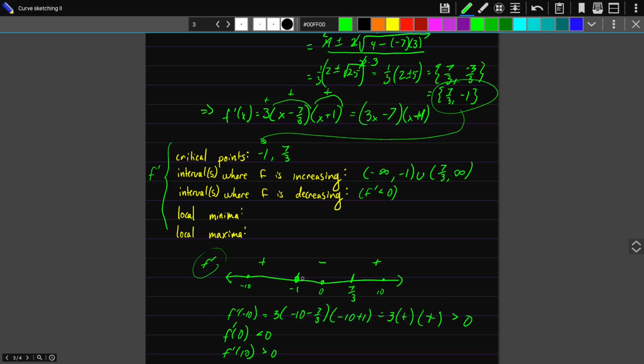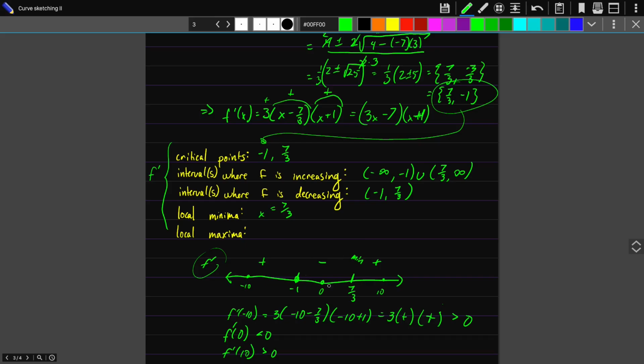So when is f prime less than 0? Only between -1 and 7/3, right? So -1 to 7/3. And okay, local minima, that's when the function is going to change from decreasing to increasing. If my function is decreasing and then it starts increasing, that means that I just passed a valley in my function, so that's going to be a local minimum. So I'm decreasing on this interval, and then I switch to increasing here. So I'm going to have a local min at 7/3.